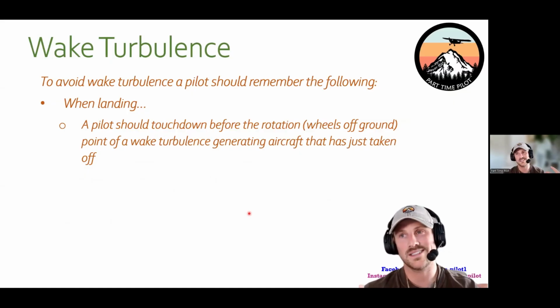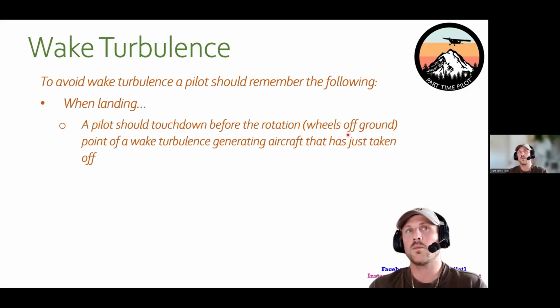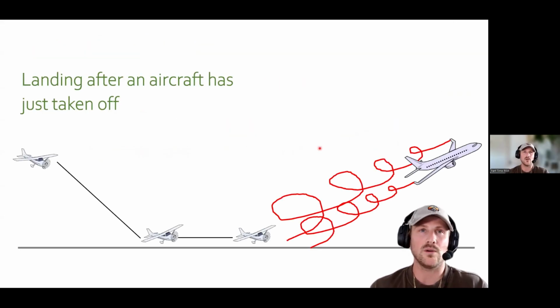So we kind of just have to fly and avoid it. So when landing, a pilot should touch down before the rotation, which is where the wheels come off the ground, point of a wake turbulence generating aircraft that has just taken off. So if we visualize this, we're this little guy here. We're landing, and a big jet just took off. Private jet, large jet, whatever, just took off.